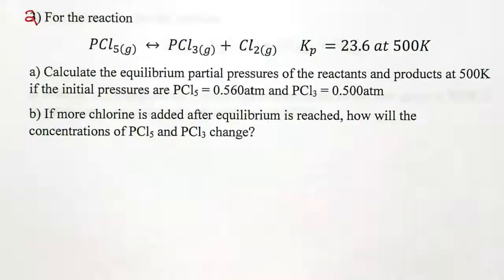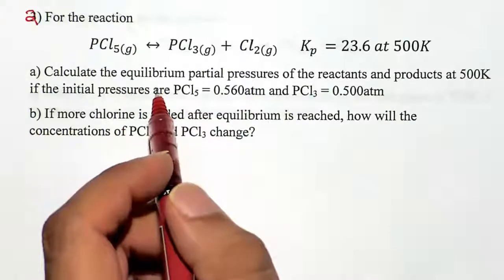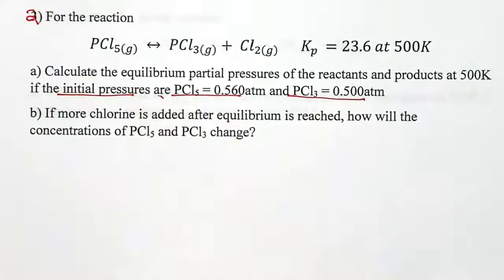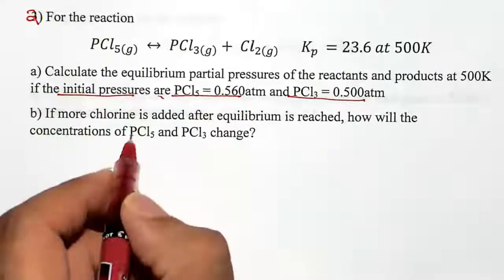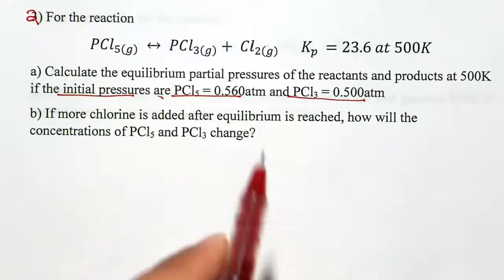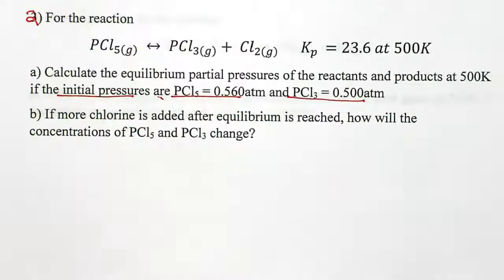Second problem, we're being asked to calculate the equilibrium partial pressures of reactants and products for the reaction at 500 K if the initial pressures are 0.56 atmospheres and 0.50 atmospheres for each of those reactants. So again, look for key words here. One of them is calculate the equilibrium partial pressures. The initial pressures are this and this, so they're going to settle to an equilibrium pressure. Doing that, we will have to figure out the pressure of Cl2 given the pressure of PCl5 and PCl3. Remember that at equilibrium, you're going to have some reactants and some products.